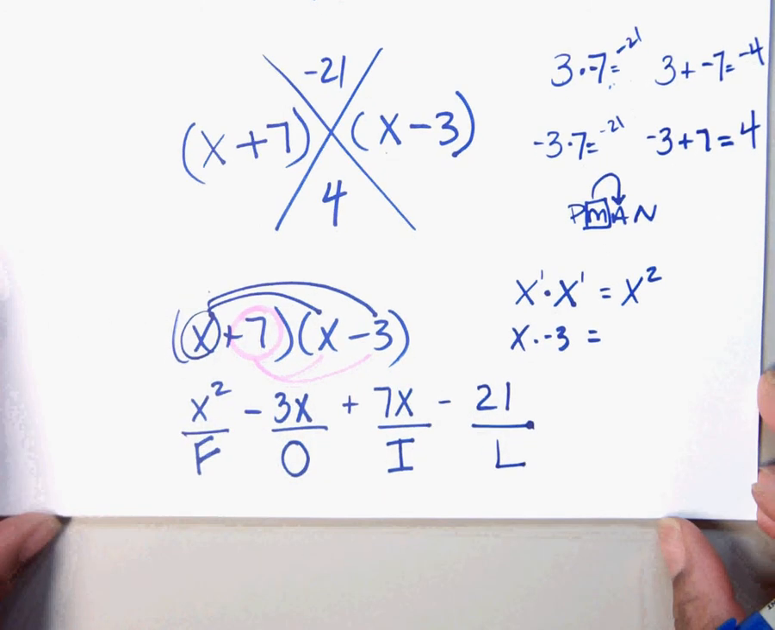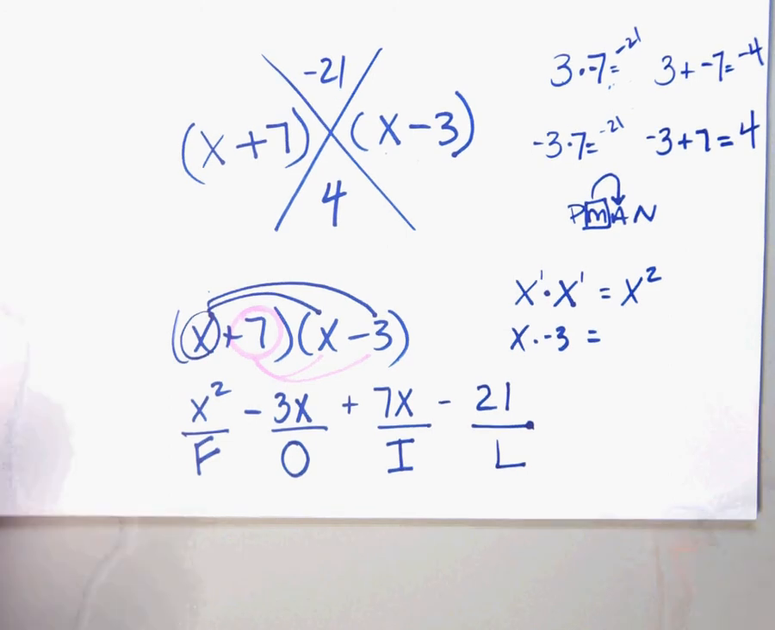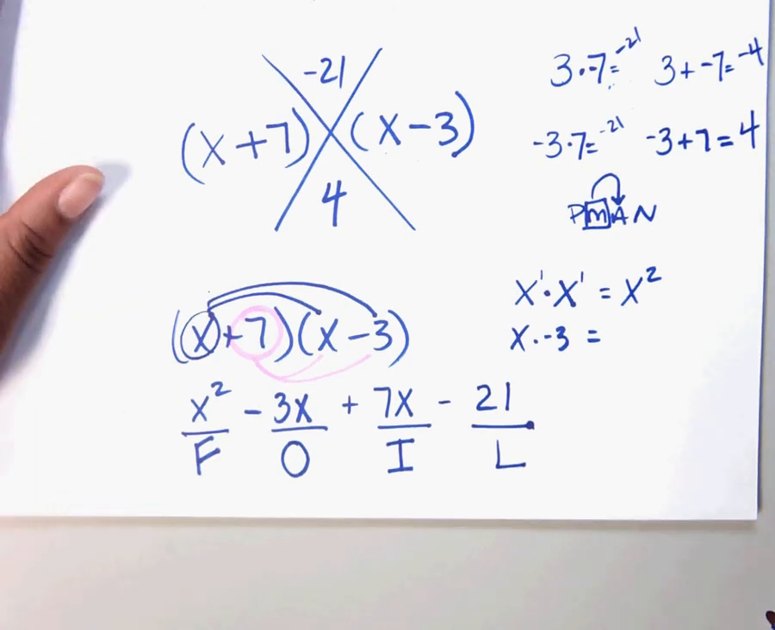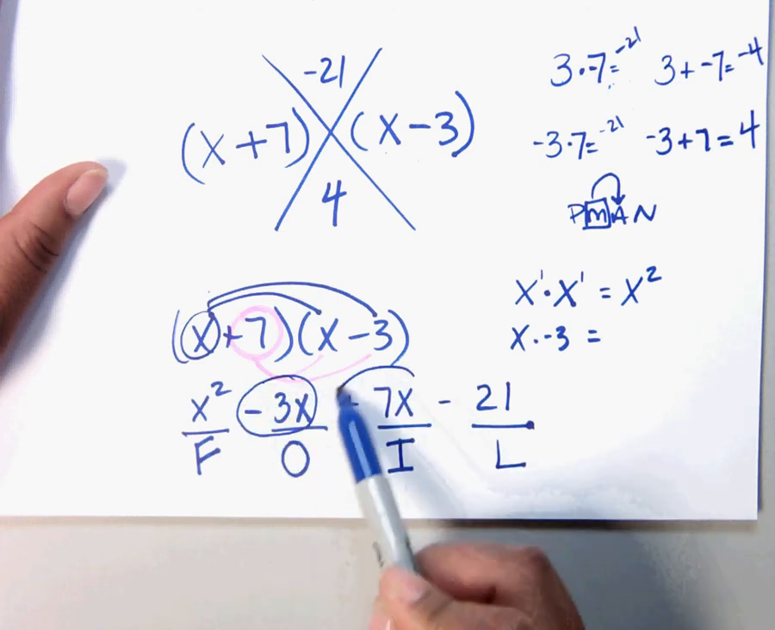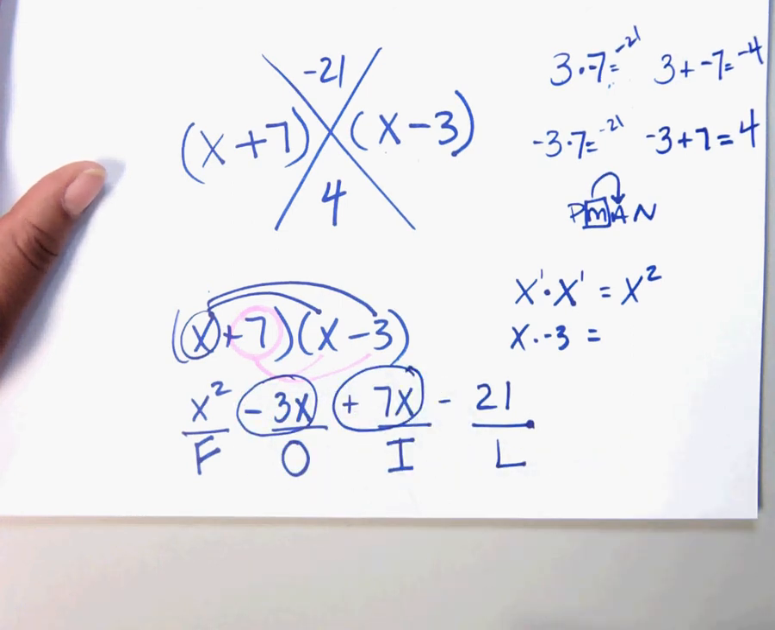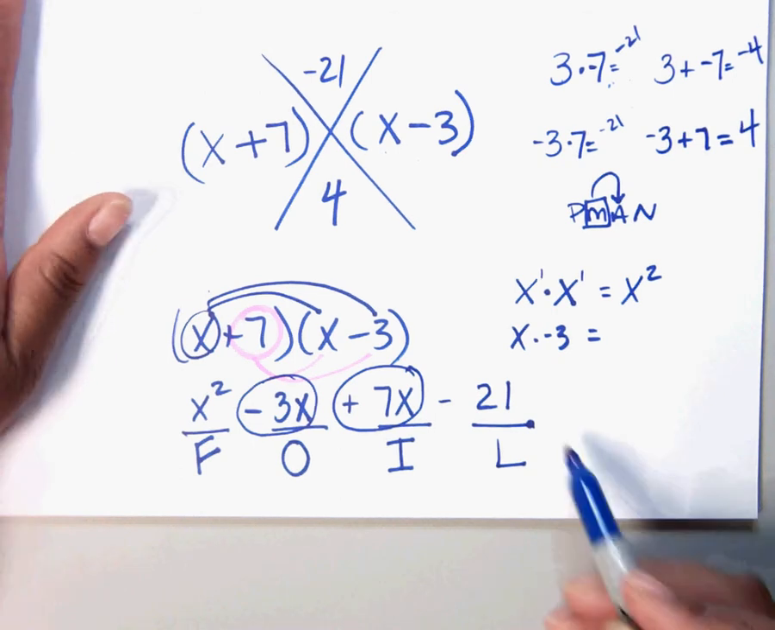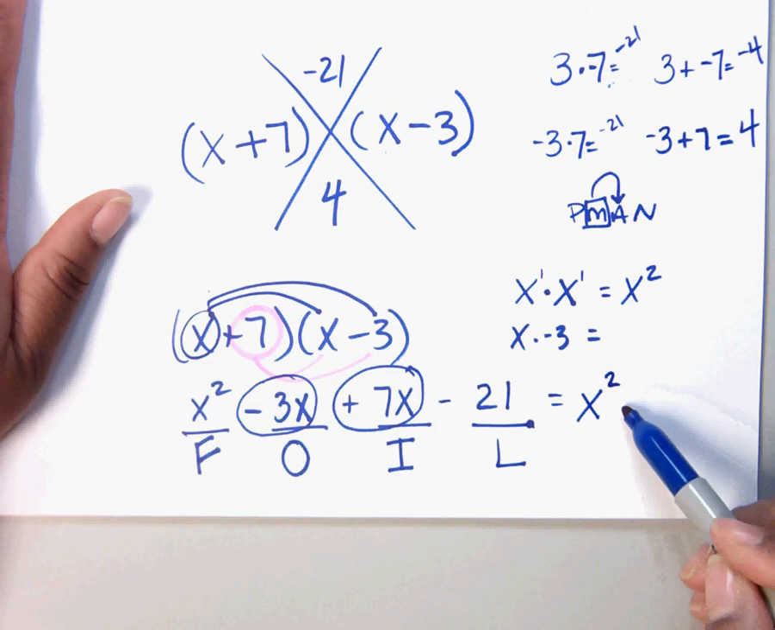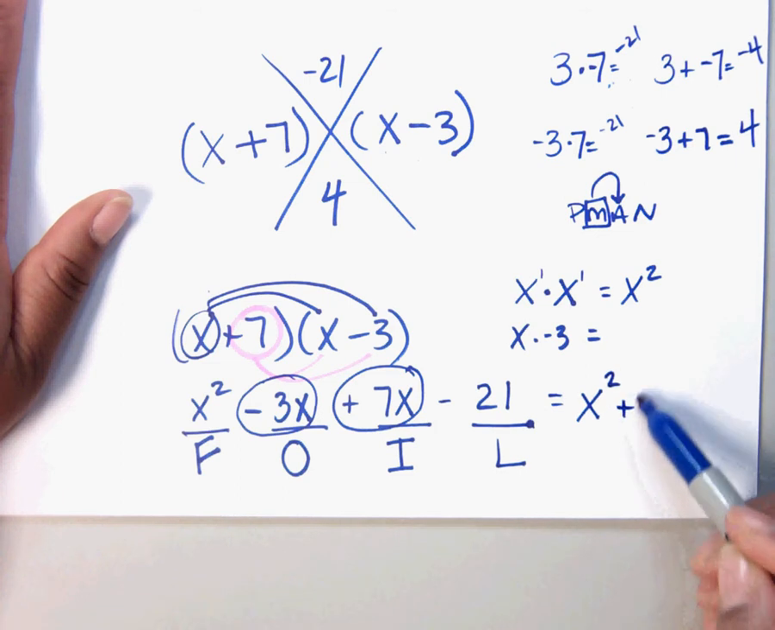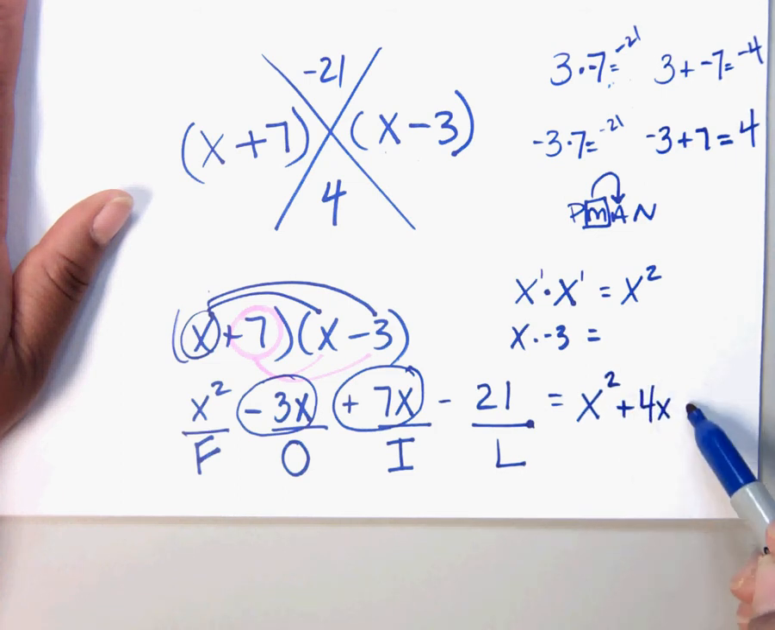Now, do you see any like terms that we can combine? What do you see? Negative 3x plus 7x, which is 4x. So how do we rewrite this answer? X squared plus 4x minus 21.